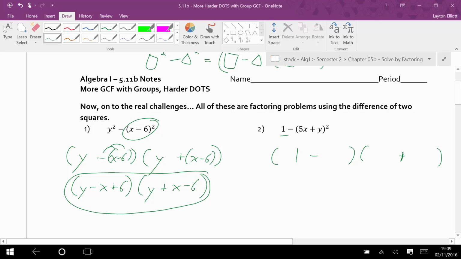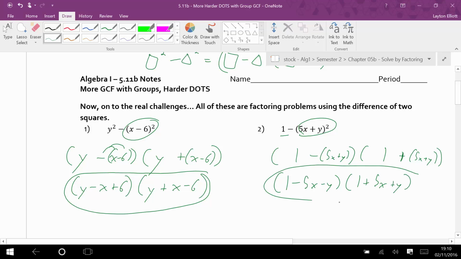This 1 becomes a 1 and a 1. And this becomes just a 5x plus y and a 5x plus y. And there's no escaping it. You absolutely have to put those in parentheses. And then as the next step, we're going to distribute the negative. So I get 1 minus 5x minus y. And here I'm just going to drop the parentheses, 1 plus 5x plus y. And now that's done.